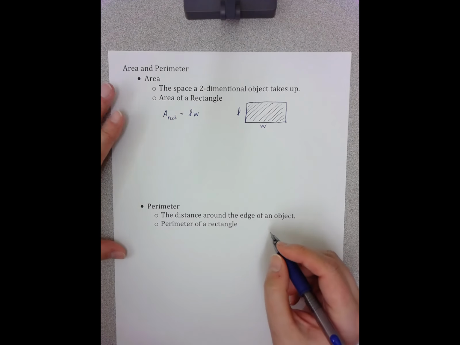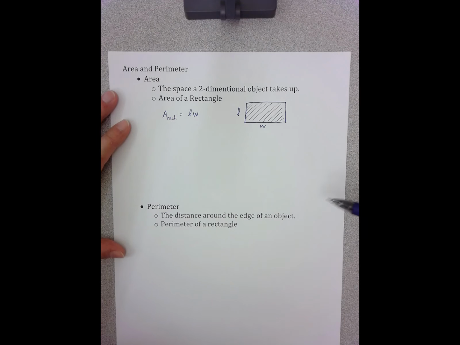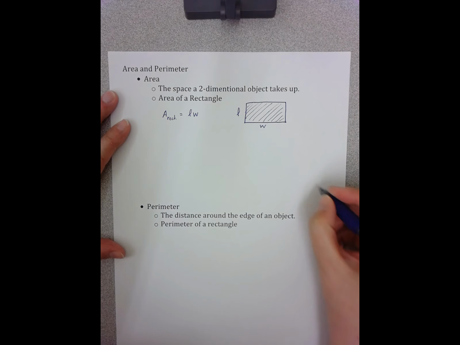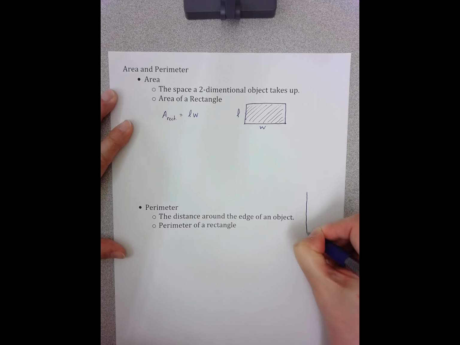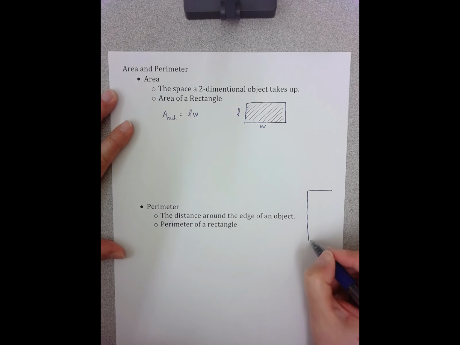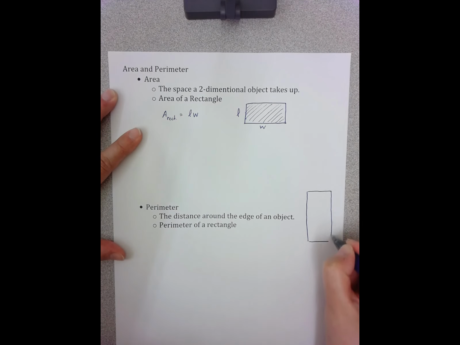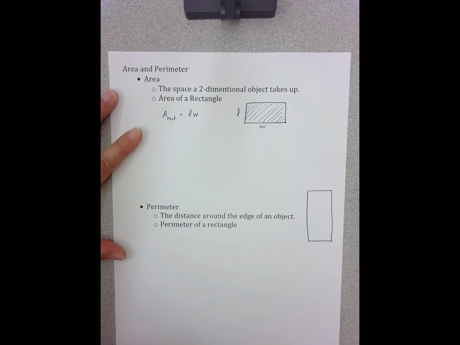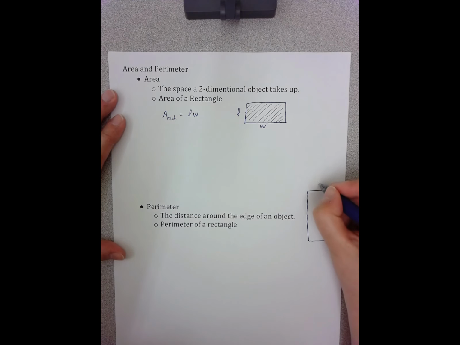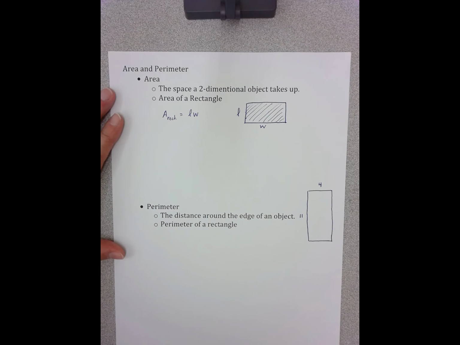So let's look at an example. I'm going to use the same example for both the area and perimeter. So I'm going to draw it over here on the side so that we can see it for both of them. You'll have to excuse my artistry. That was not a topic that I necessarily excelled at.